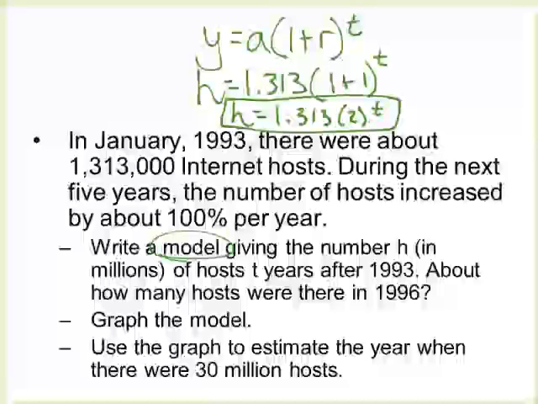Okay, so t is the amount of time that has passed since the initial value. Do not plug in 1996. I don't even think your calculator will do that. It's so ridiculously large. So we're going to do 1.313 times 2 to the third, and we get about 10.5. Questions on that part?